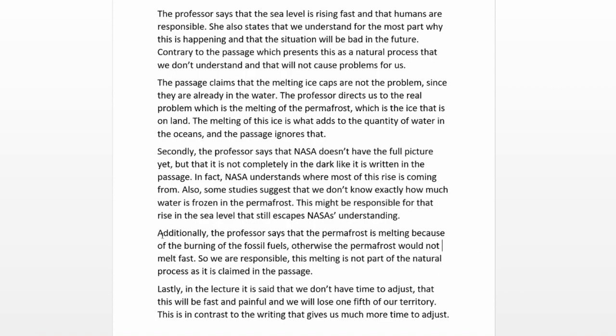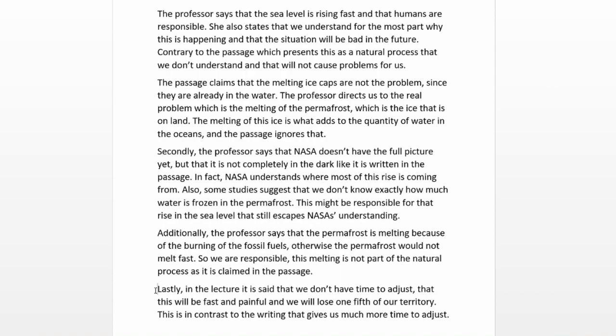In the next passage, I talk about the reason for it. So in the previous one, we talked about the source, and here we talk about the reason. The reason for the melting of the permafrost is the burning of the fossil fuels. The professor states that the permafrost would melt 100 times slower, and that simply we are responsible because we are the ones who are burning the fossil fuels. So this is not part of a natural process, like it's claimed in the passage. And again, here I show that contradiction.